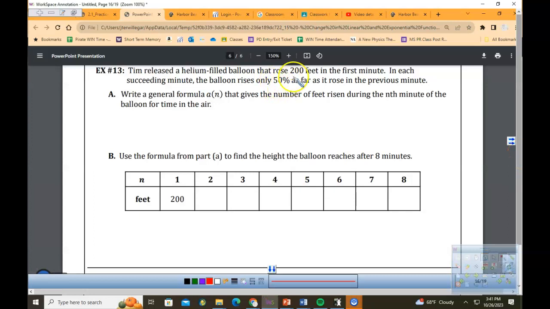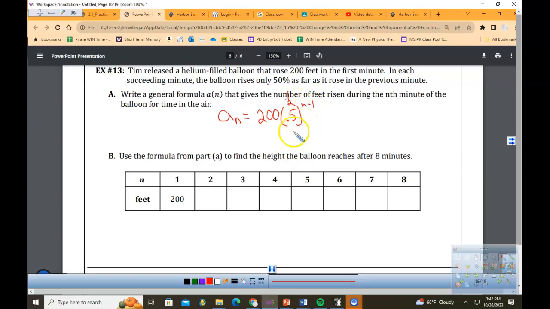All right. So he has a balloon. It rose 200 feet in the first minute, and then in each minute after that, drops 50%. Write the formula. So my first time ever that I'd measure it would be 200 feet, correct? That's my initial. Now, 50% is 0.5, and I can use 0.5 or a half, right? And then I'm at n minus 1.